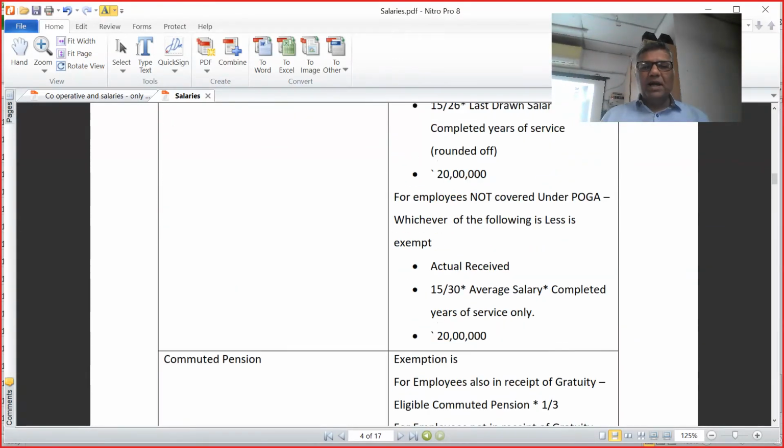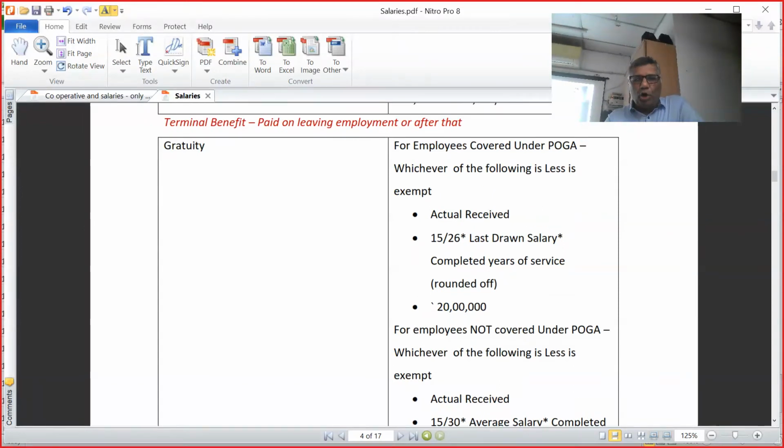Then comes the time of leaving employment. Leaving can be resignation or retirement. All terminal benefits, in fact all benefits, if they are paid to the legal heir of the deceased, are exempt. The employee dies and the family members receive it, it is exempt. But that doesn't mean assessment is not taken. Assessment will be continued in the name of the legal heir.